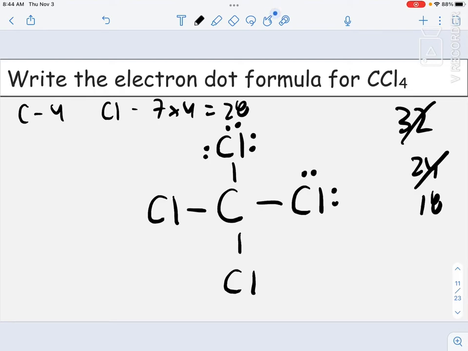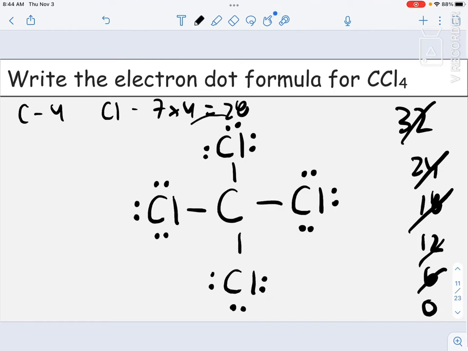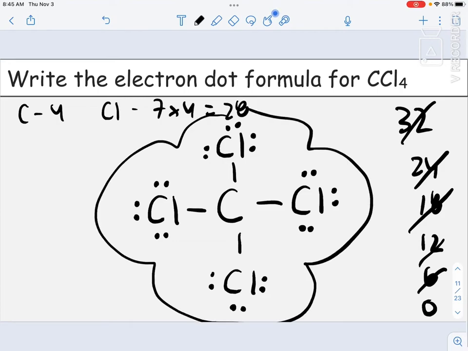On the right-hand chlorine, I'm going to give it 6. I now have 12. Chlorine on the bottom, I'm going to give it 6. I have 6 left. I'm going to place 6 around the last chlorine. I'm out of valence electrons, but if I do a check, everybody's happy.